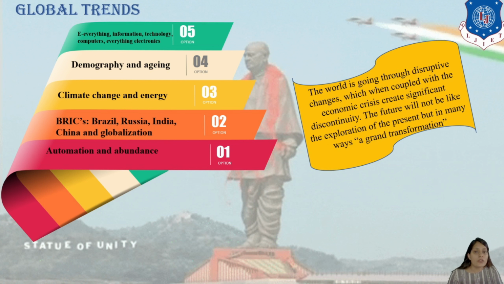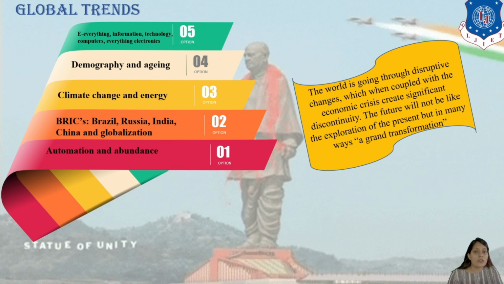The very first is automation and abundance. Then comes BRICS. You have to remember this: Brazil, Russia, India and China, and globalization. Third, we have climate change and energy. We are also going to talk about demography and aging. And lastly, we are going to talk about information technology, computers and all the electronic things. Now let us see what these global trends actually mean.